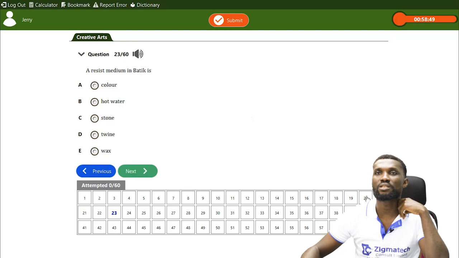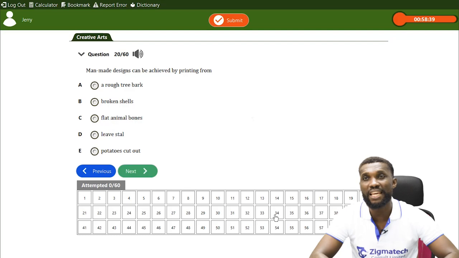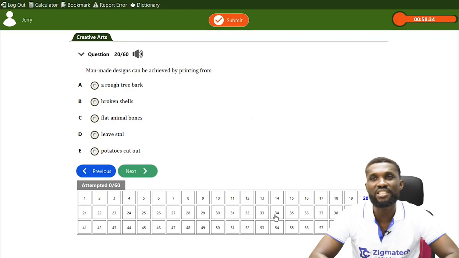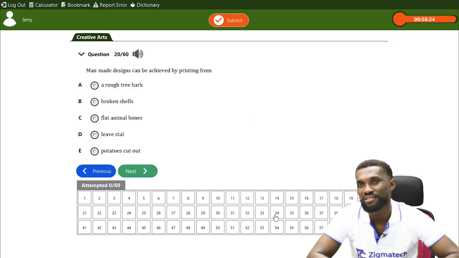All right, so now let's look at number 20. Now, man-made designs can be achieved by printing from: A, a rough tree bark. B, a broken shell. C, flat animal bones. D, leaf stalk. And E, potato cut out. A man-made design. How can you achieve a man-made design?